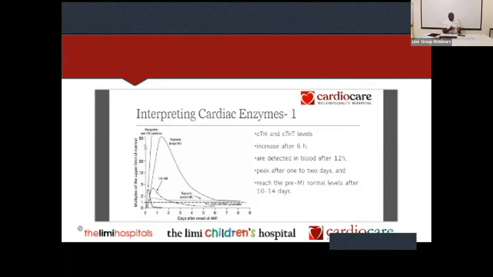And like we discussed, either a rise or fall in the level above 99% of the upper reference limit is diagnostic of myocardial injury. And so by the time you put all this together, then you have clinched your diagnosis of myocardial infarction. So other investigations that can be done, these are the basic ones, like we talked about.